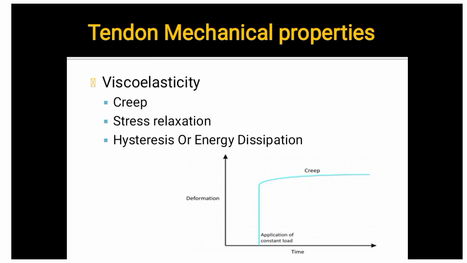There are three major characteristics of the viscoelastic material of tendon. First one is the creep. Creep indicates increasing deformation under constant load. This is in contrast with the usual elastic material, which does not elongate no matter how long the load is applied.